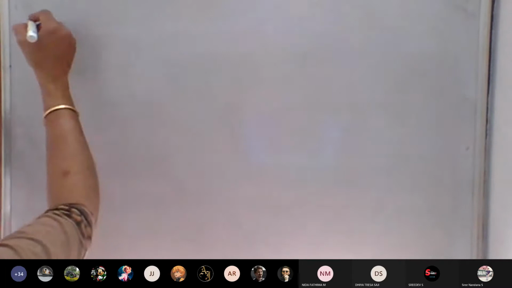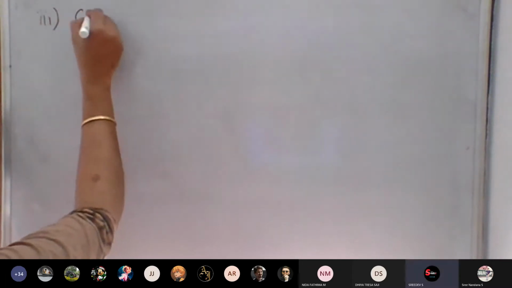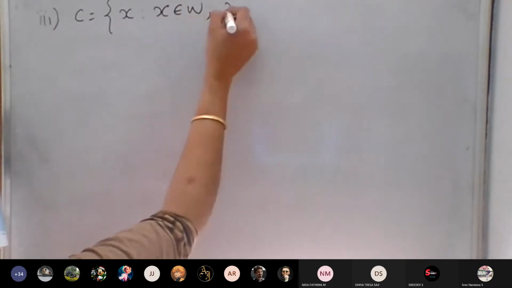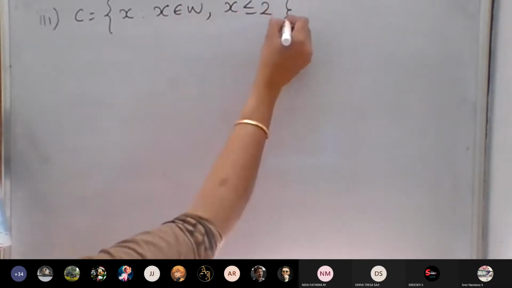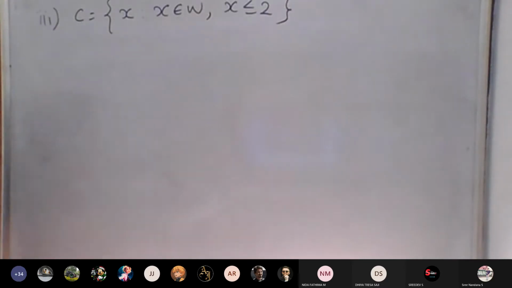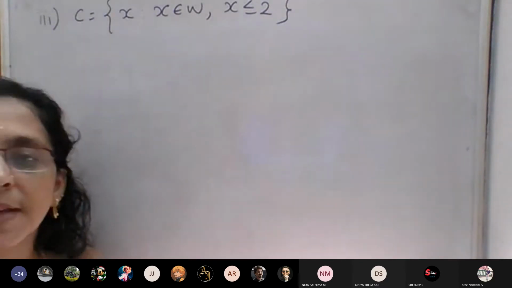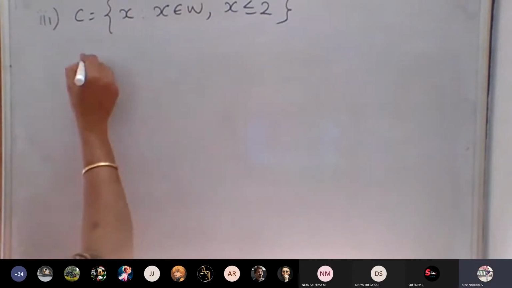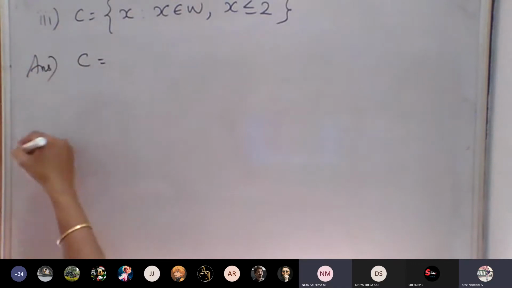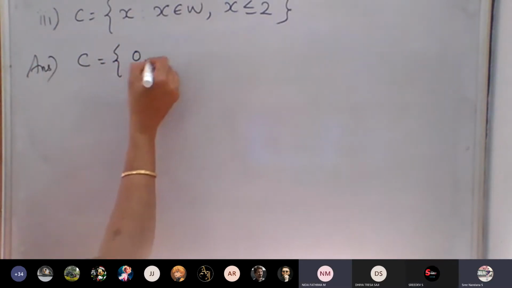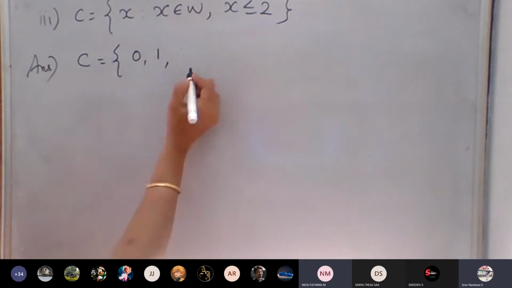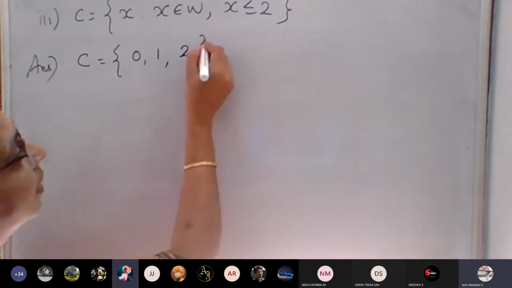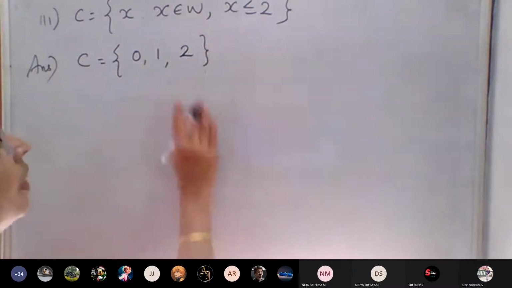First you want to convert that into which one? Roster form. Check it. C is equal to the set of all x such that x belongs to W and x is less than or equal to 2. C is equal to the set {0, 1, 2}. The equal to sign is there, so you should write 2.